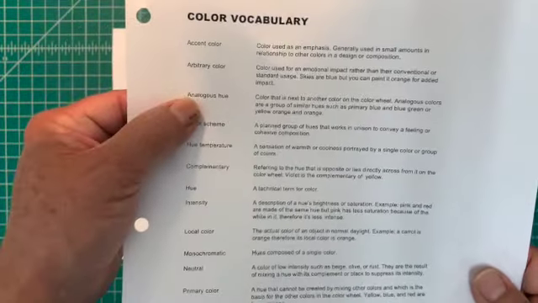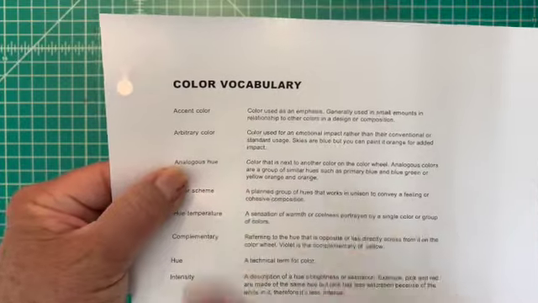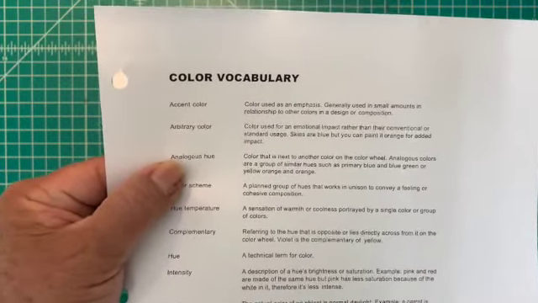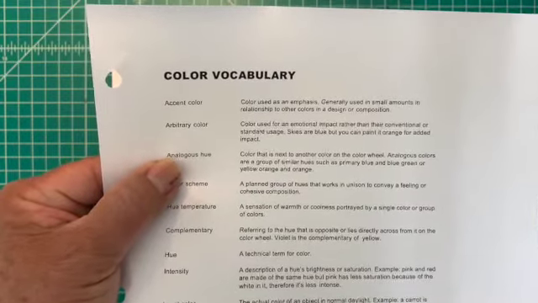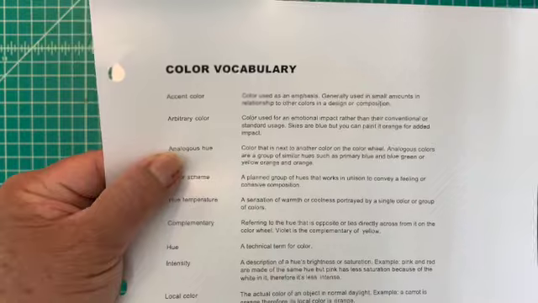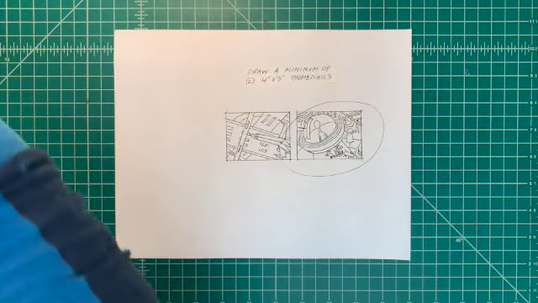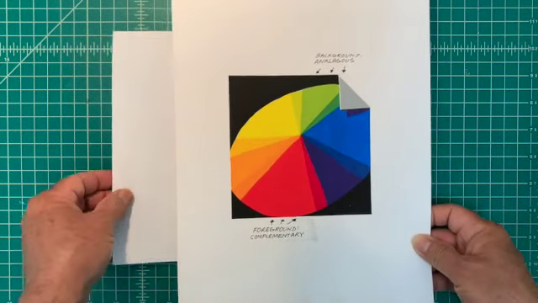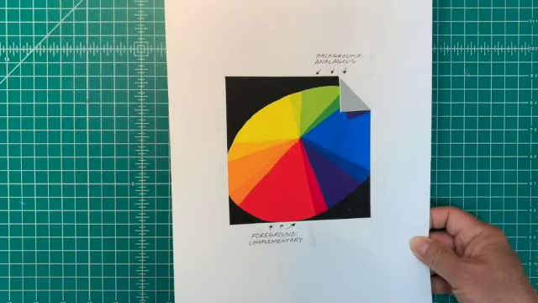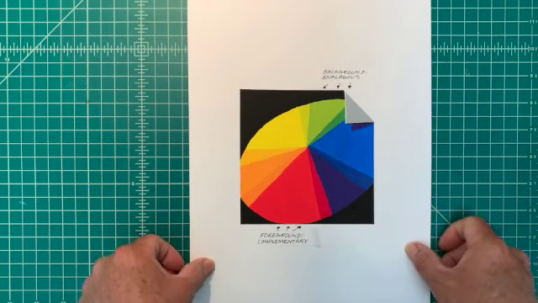And I don't know if you remember this, but in my handouts, I'll read it off to you. It says analogous hue, color that is next to another color on the color wheel. Analogous colors are a group of similar hues such as a primary blue and blue-green, or yellow, orange, and orange. And to make it a little bit more clearer visually, this is the color wheel that I had done earlier in the semester. Let me try to center it for you.